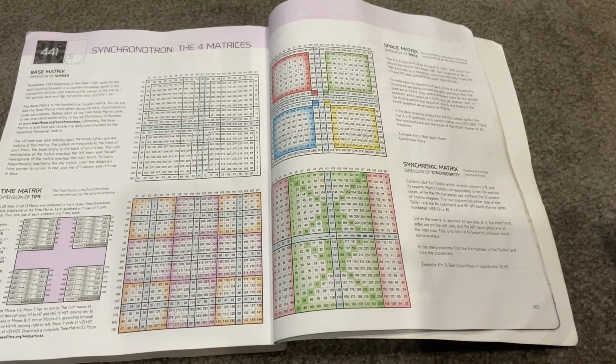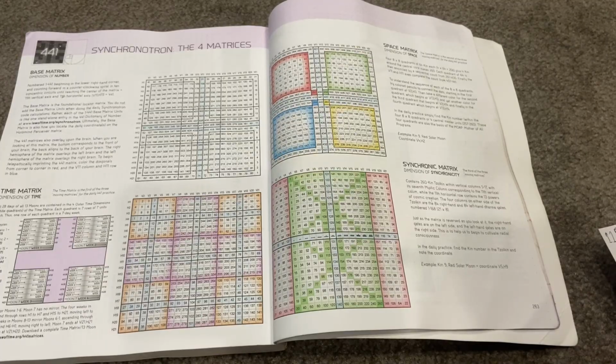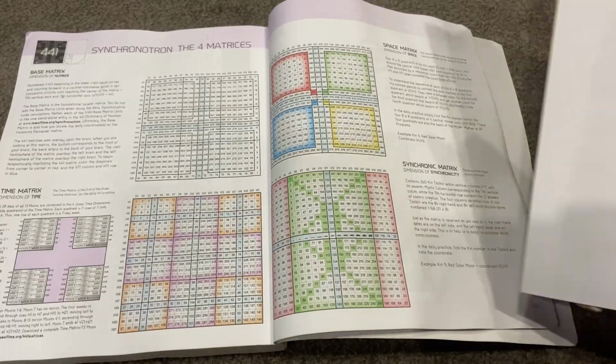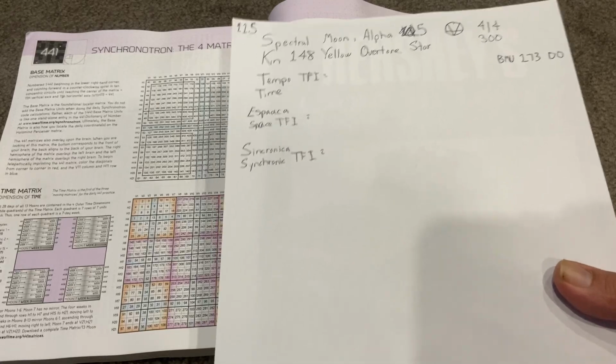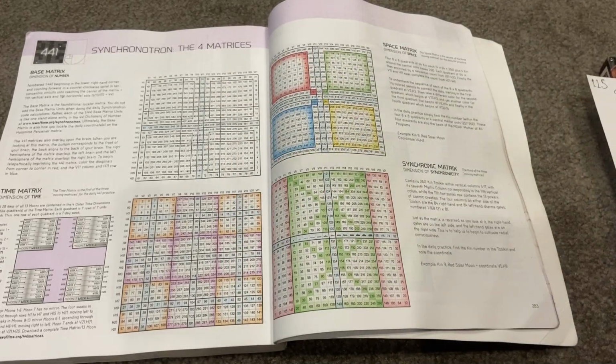so we are going to place the BMU over here on the right side, so 273, and then we're always going to find out which note it is as well, so that would be a do. That comes in later. So next we have the space. Well, we're going to finish with the time one first.